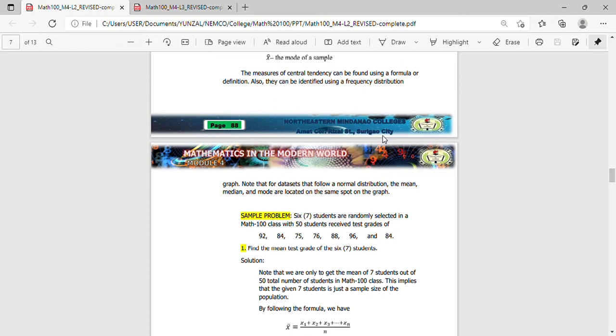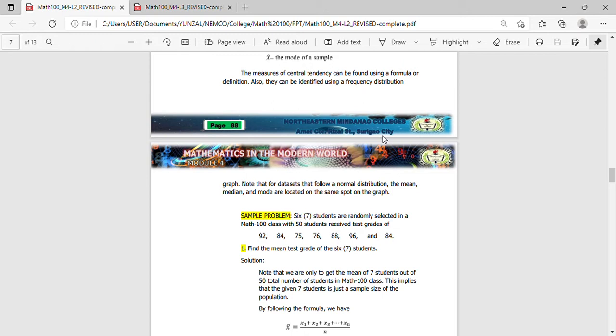First, find the mean. Second, find the median. Third, find the mode. The question is, is this a population or a sample? Sample, because this is just a part of the whole. Only 7 students out of 50. That's why this is just a sample.